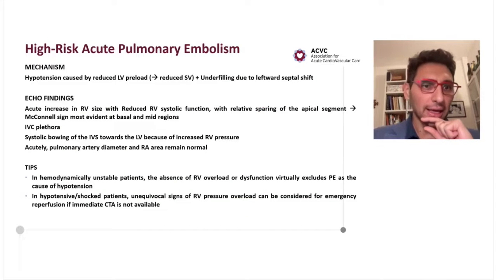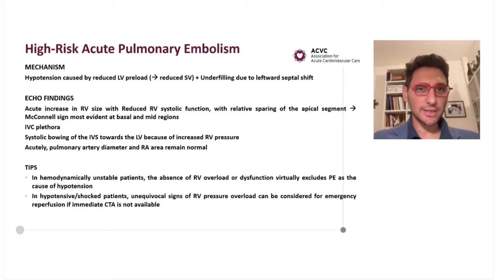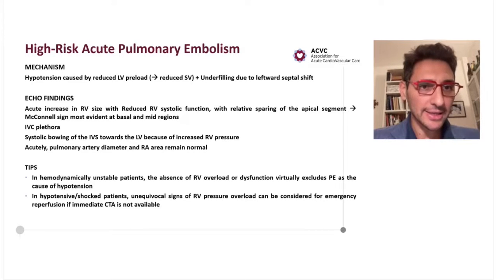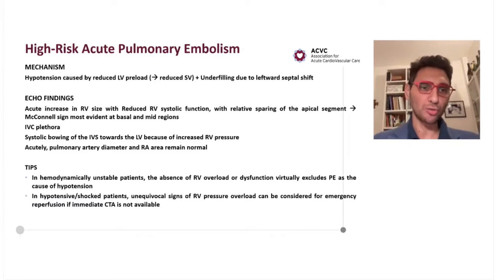Now this is a pretty detailed slide. Again, I will not go into detail because we already discussed the mechanism. I'm pretty sure you know the echo findings, and the relative sparing of the apical segment, which is, in my experience, one of the most common and useful signs.